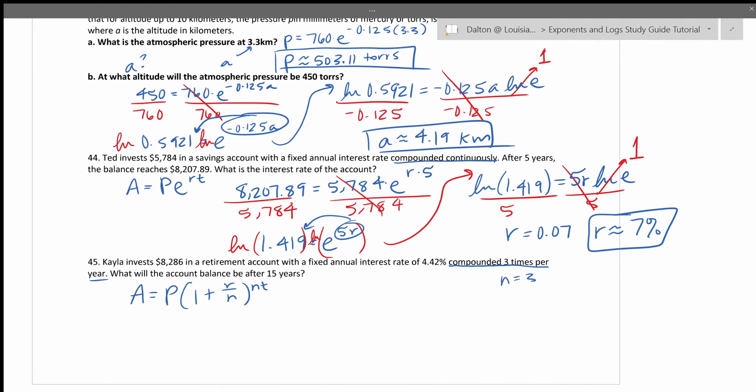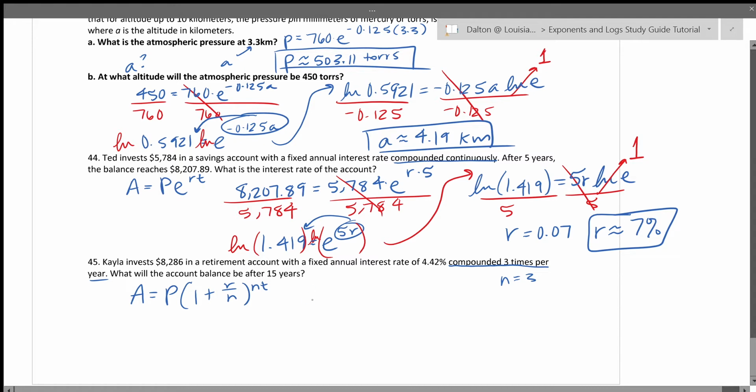So this is straight plug and chug. I don't know my final value, so I'm going to leave that as A. The principal investment was $8,286 times 1 plus the rate over n. Again, 4.42% should be written as 0.0442 over n, the number of times it's compounded a year, which is 3, all to the nt power.